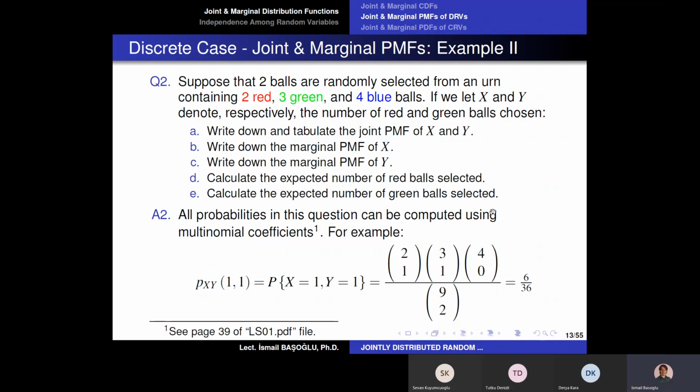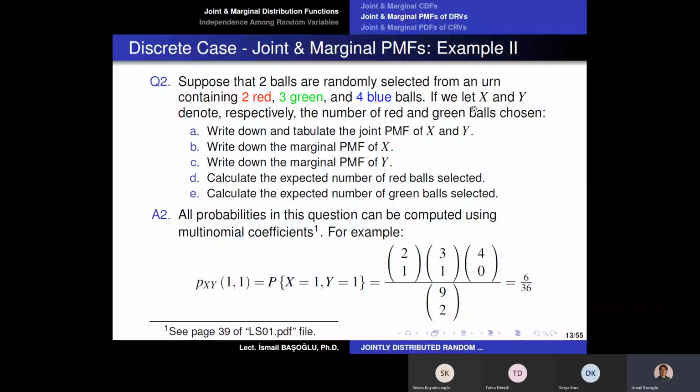Now, let's continue the question. We have 9 balls in total. 2 of them are red, 3 of them are green, and 4 of them are blue. We are randomly selecting 2 balls from that urn. So we have an experiment where we select 2 balls out of 9. In this selection process, we let x and y denote respectively the number of red and green balls chosen. X is the number of red balls chosen in these 2 balls, and y is the number of green balls selected in these 2 balls.